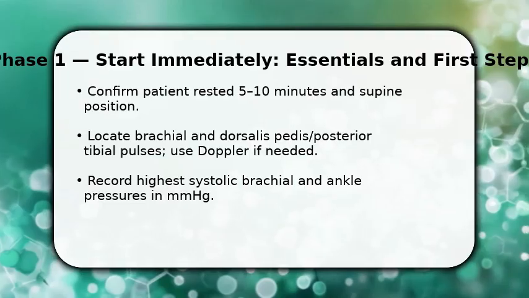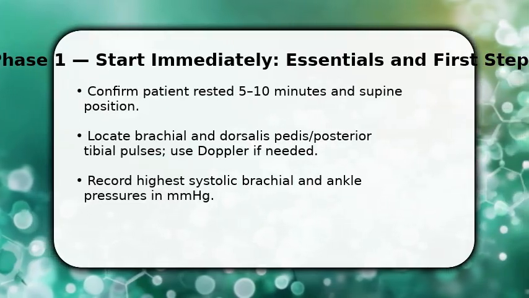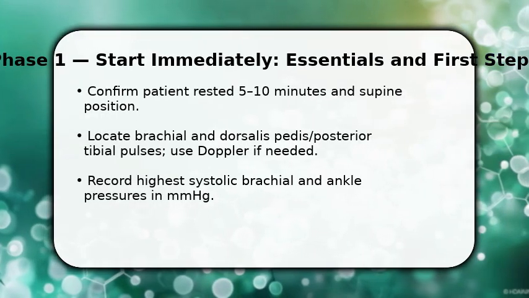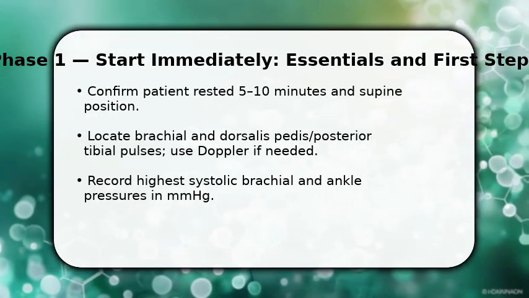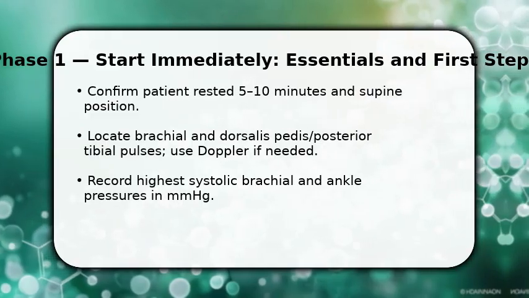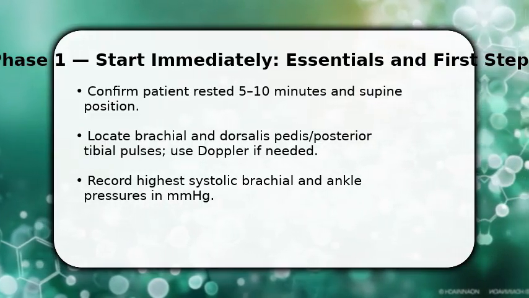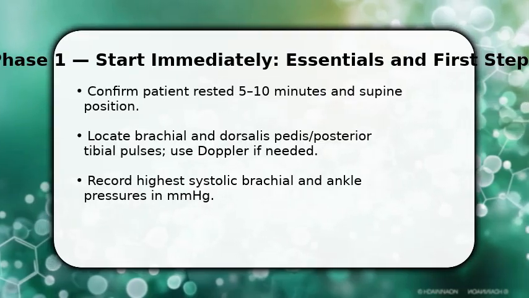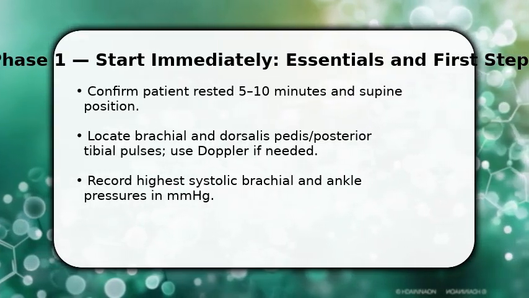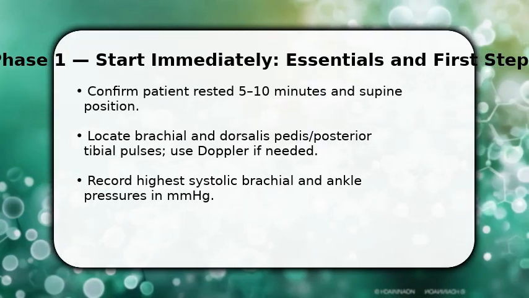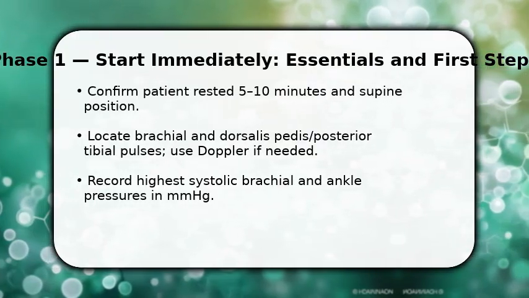Enjoy the video. You start by getting accurate pressures. That matters more than speed. First, make sure the patient has rested 5-10 minutes, supine. Then find both brachial pulses and both ankle pulses, dorsalis pedis and posterior tibial, using a Doppler probe if pulses are weak. Use a blood pressure cuff sized appropriately.